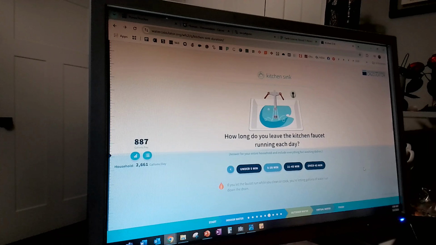How long do you leave the kitchen faucet running each day? Now, this one can be hard. You really have to think about how you or your grown-ups do dishes. So yes, I have a dishwasher, but there are just some things that either A, don't fit in the dishwasher, or B, can't be put in the dishwasher. So I try to let those pile up a little bit before I do any actual hand wash dishes. But this includes washing your hands when you're cooking. It involves just rinsing off plates and whatnot. So we probably hit about 5 to 20 minutes each day, depending on what G made for dinner that night. If you let it run while you clean or cook, you're letting gallons of water run down the drain. It happens.